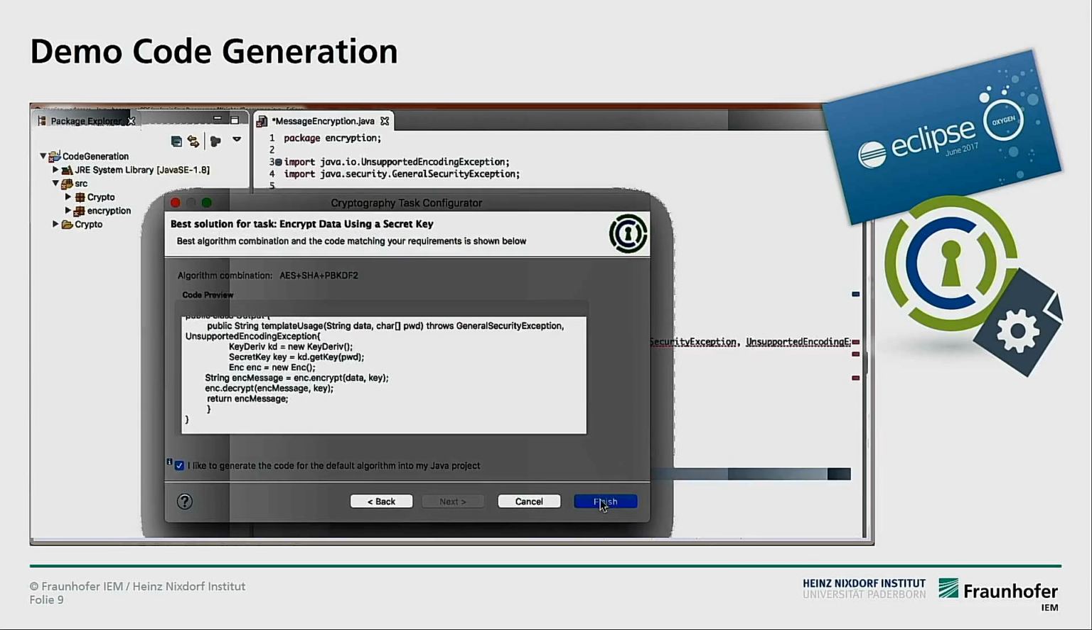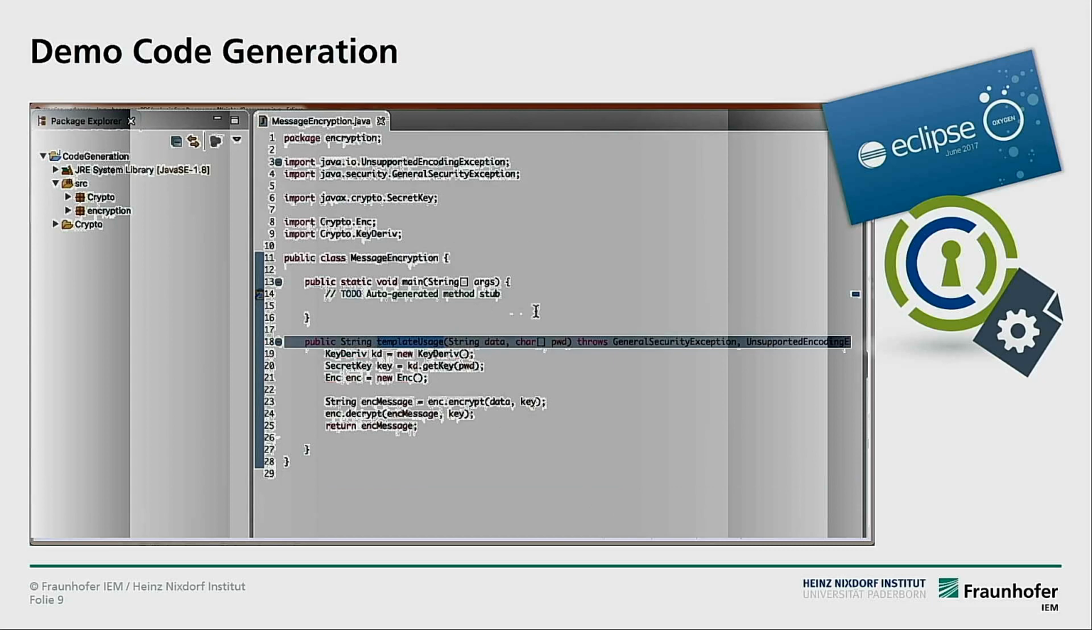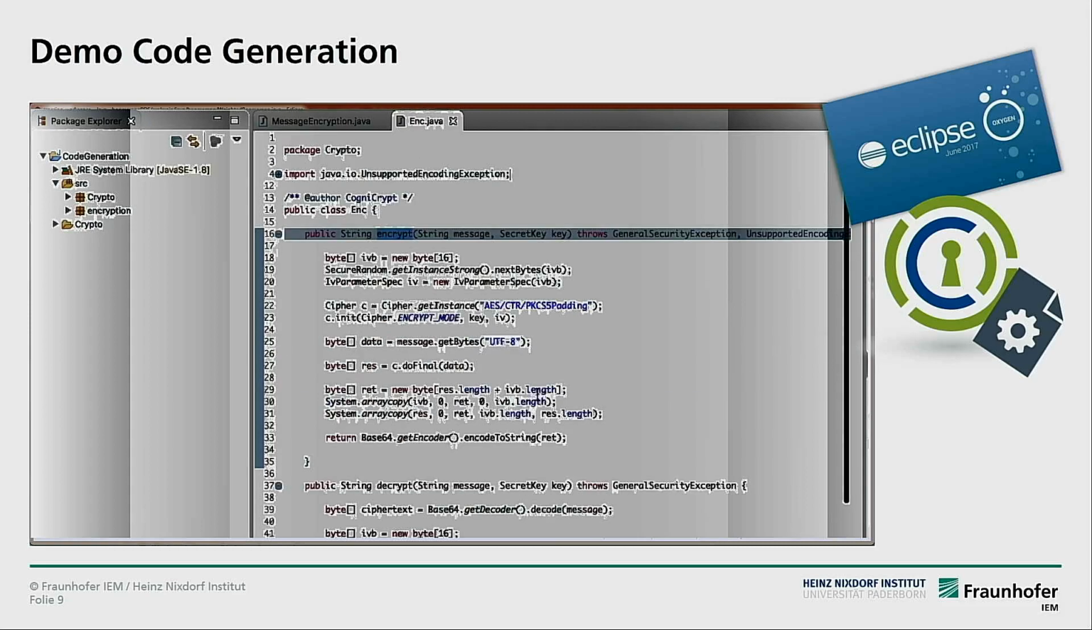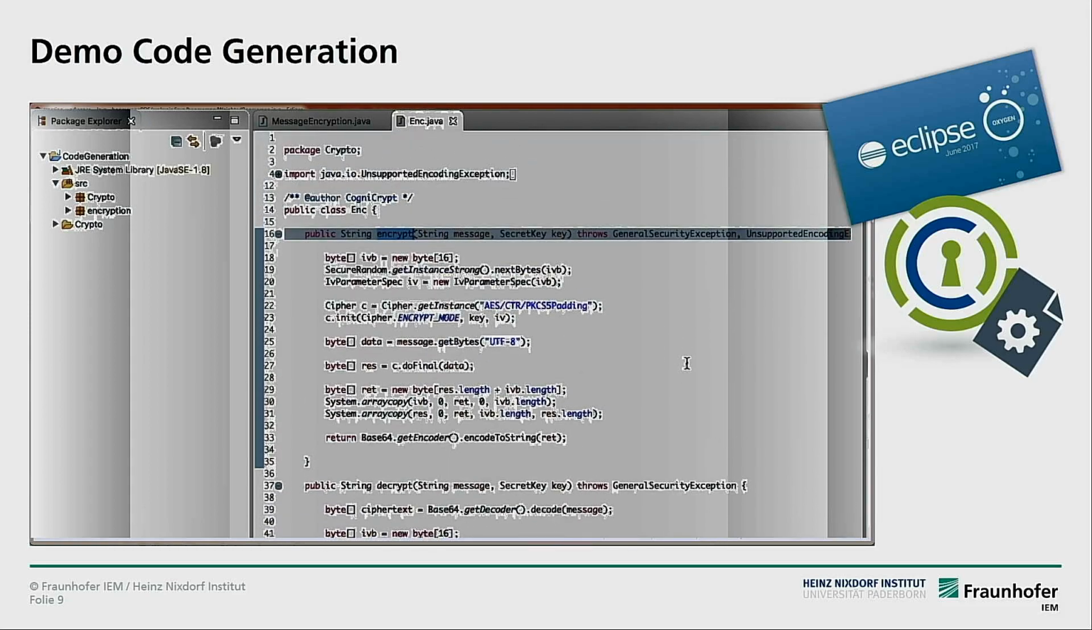That's weird. Okay, usually you get 2 kinds of code. One is this template usage method that you can't see here right now. This basically tells you how you should use the implementation that CogniCrypt generated for you. The other part that CogniCrypt generates is the actual encryption, like in this case an encrypt and a decrypt method that, for instance, uses this cipher API to implement an encryption.